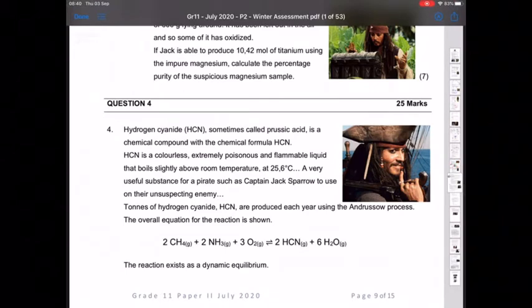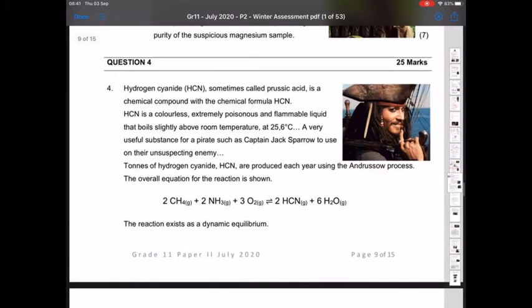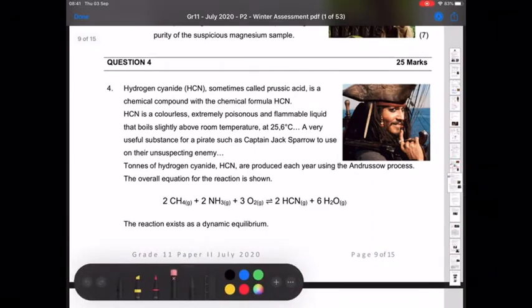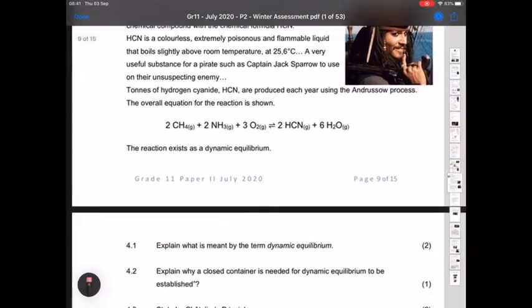Grade 11s, we're going to go through question 4 now. So this is a chemical equilibrium question. You're given the equation for the reaction that forms hydrogen cyanide, HCN, by reacting methane, oxygen, and ammonia. So we've got our chemical reaction that exists as dynamic chemical equilibrium. First question is to define dynamic chemical equilibrium.